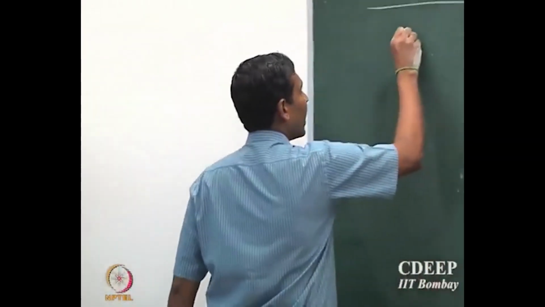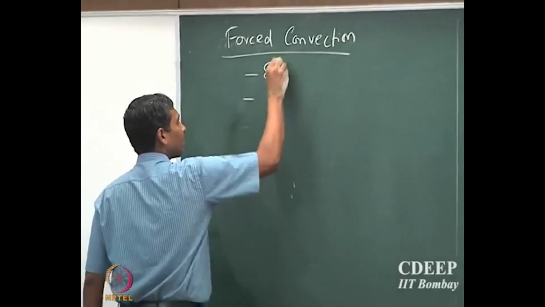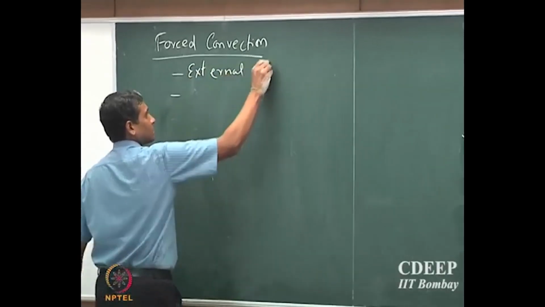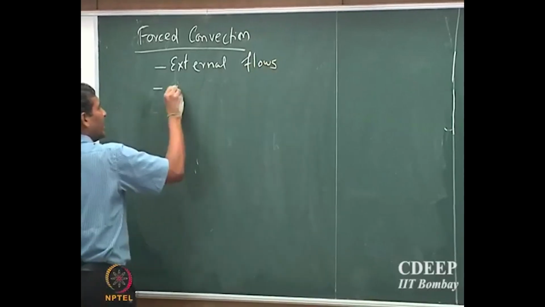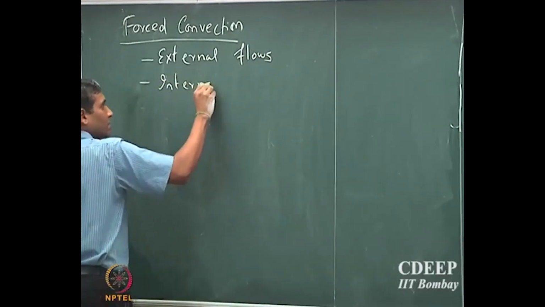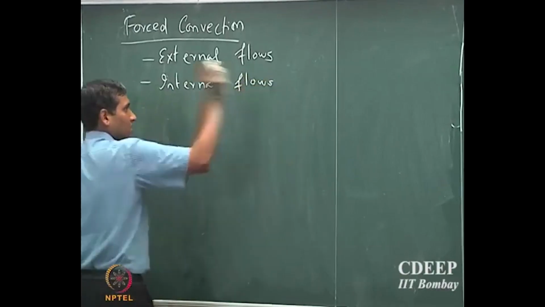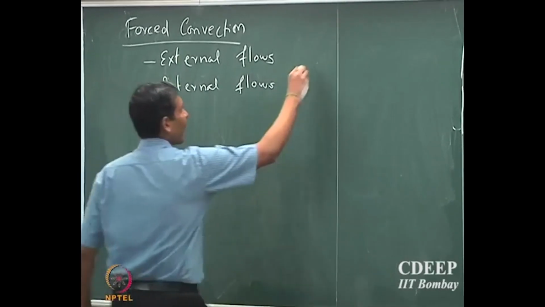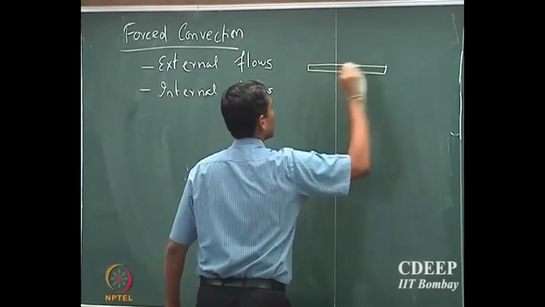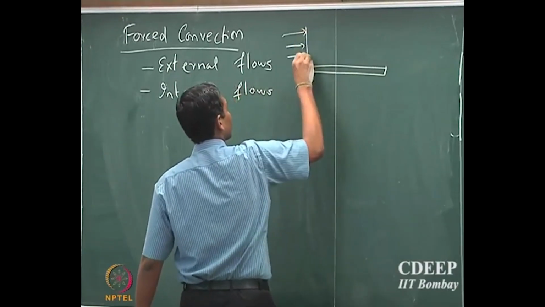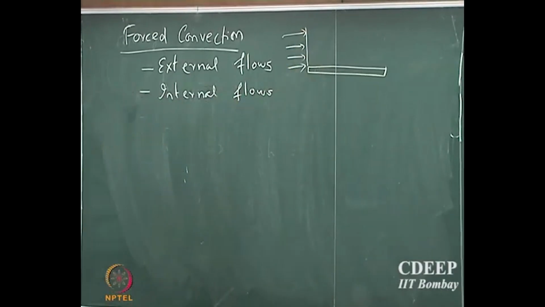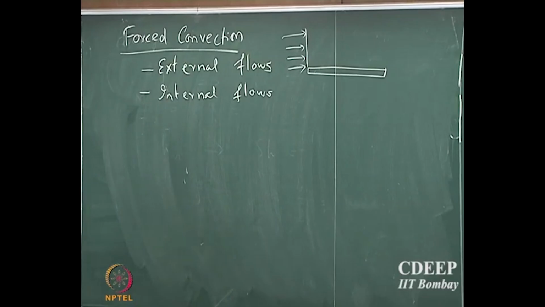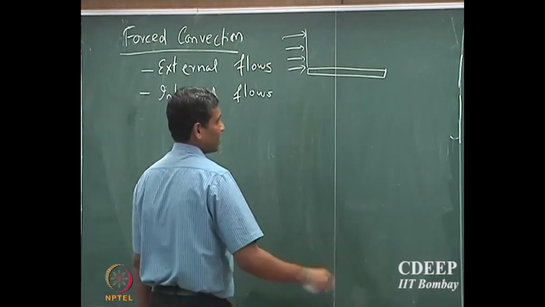So here you can have two types. One is the external flows and internal flows. You can have two types. So external flow, a very simple example of that is you have a flat plate. You have fluid which is flowing past this flat plate. So that's an external flow. It could be a very simple idea. If you look at, let's say, a fluid which is flowing past this table, that's like flowing past a flat plate.